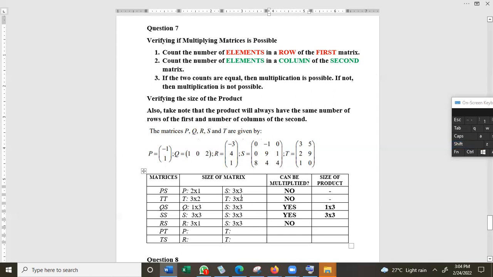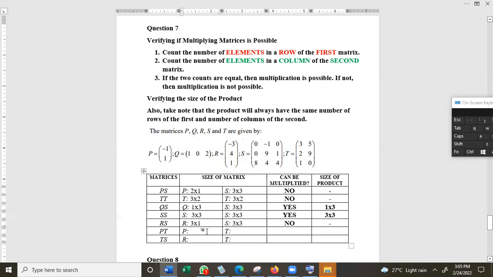But let's verify. Where's R? Look at R there. How many elements in the row? 1 element in the row. Each row has only 1 element, you're going across. S, how many elements in the column? 1, 2, 3. So one element cannot multiply to 3 elements. Okay, so multiplication is not possible, and if multiplication is not possible, there is no product. So if you have the matrices themselves, you can count the number of elements in the row and the number of elements in the column. If you have the sizes, just look at those two inner numbers and you're good to go.